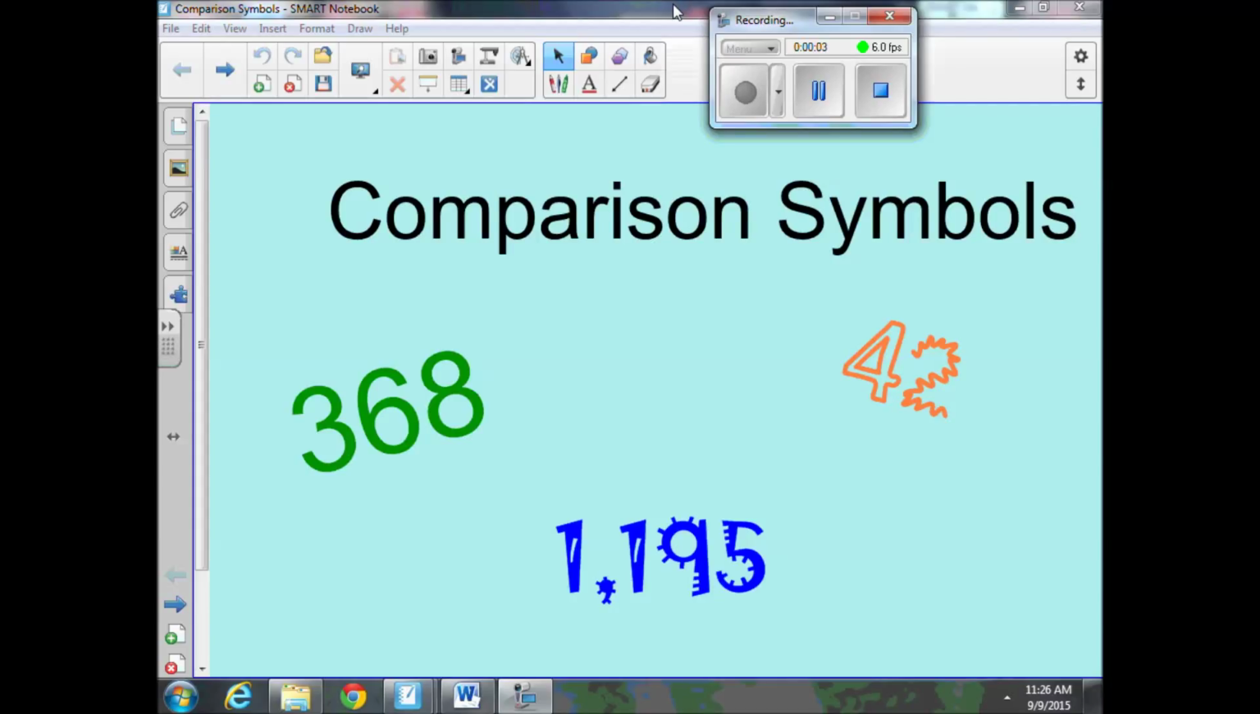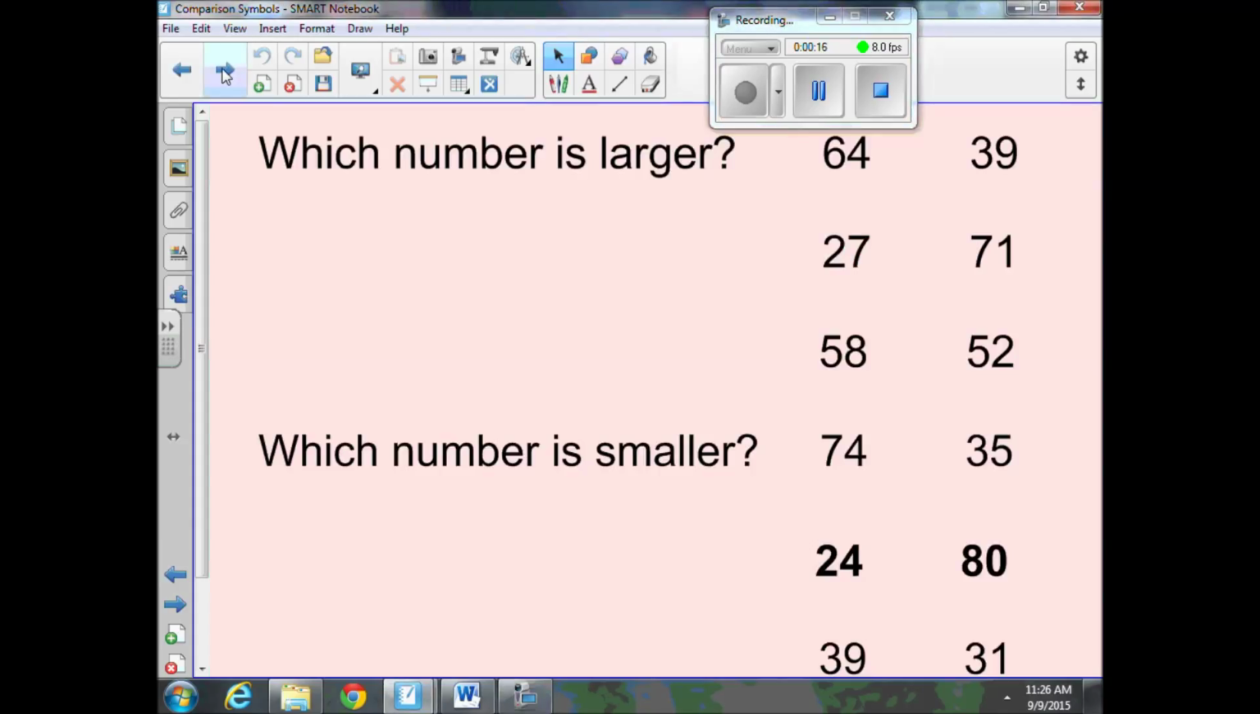Okay, today we're going to start talking about comparison symbols. And you may not know what that means right now, but that's what we're going through. We're going to start talking about comparison symbols. Let's look at this first slide.